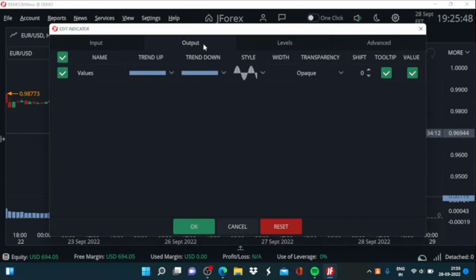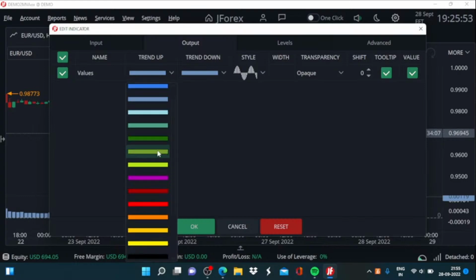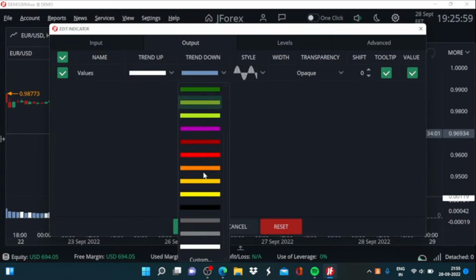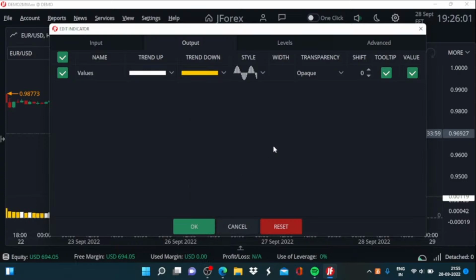Now let's see what we can do with the output. We can color it up. We can go for customization of the plotting of this indicator, where trend up and trend down can be defined with two different color combinations.